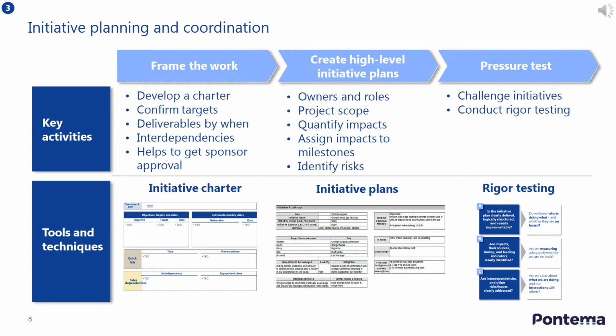The next step is to create high-level initiative plans, which are more detailed than initiative charters. The plans allocate roles and target owners, scope out the work needed, and quantify the expected impact. The plan should also highlight any risks that will need to be managed. And the last step is to pressure test your initiative planning by playing devil's advocate and rigorously asking whether the initiative plans are clearly defined, logically structured, and will provide the desired benefits. Let's look at some examples of these tools and techniques.